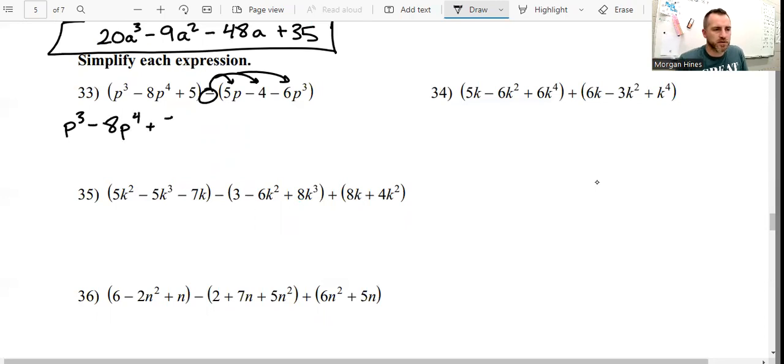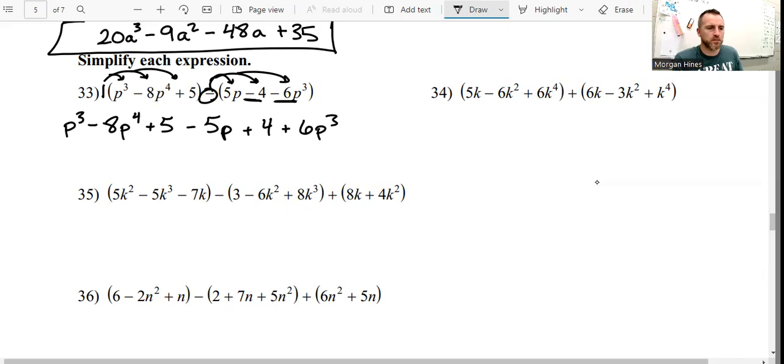So I'm going to rewrite the first set of terms in parentheses. And the reason I just wrote them like that is because all that's happening there is addition and subtraction. The order of operations would be telling us to do everything in there that we can first, but there's nothing we can combine. And then the next set of parentheses, again, nothing we can combine, but we can do the subtraction. Minus 5p, minus negative 4 is actually plus 4, and minus negative 6 is plus 6p cubed. We got negative 8p to the 4th.